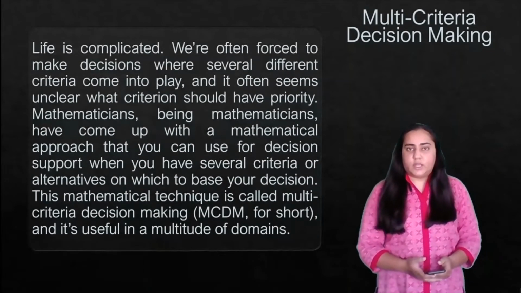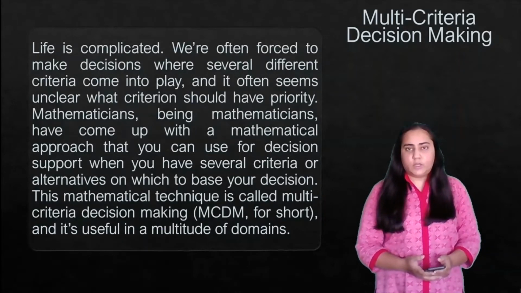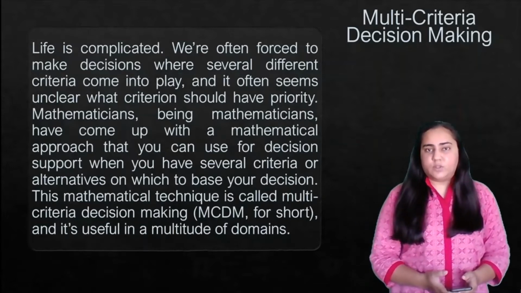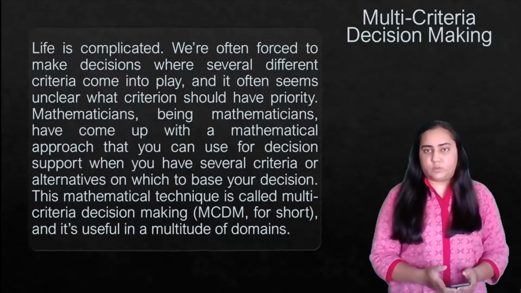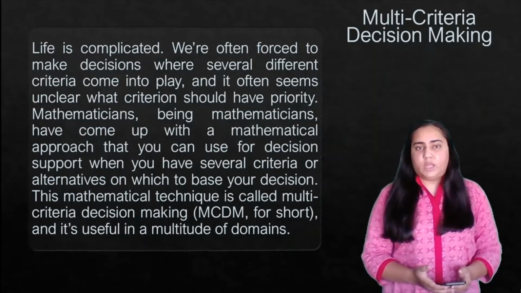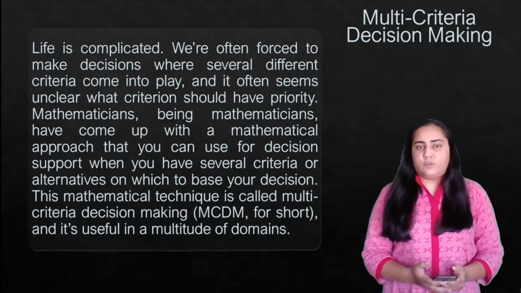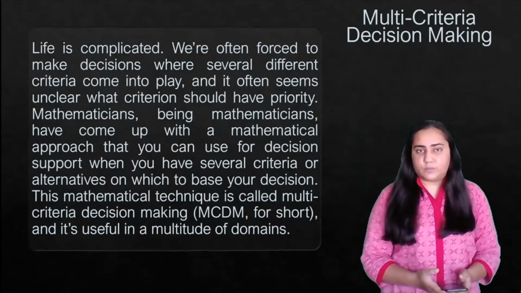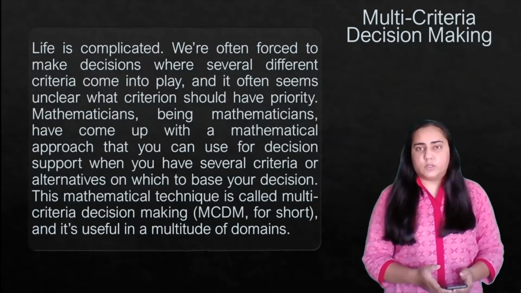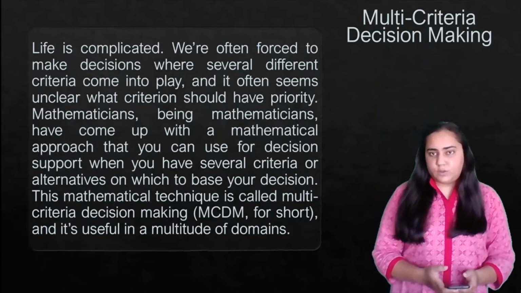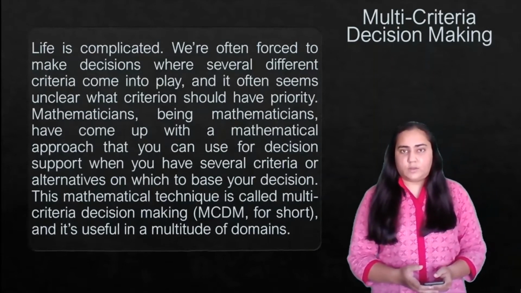Life is complicated and we're often forced to make decisions where several different criteria come into play. And it often seems unclear what criterion should have priority over others. Mathematicians, being mathematicians, have come up with a mathematical approach that you can use for decision support when you have several criteria or alternatives on which to base your decision. This technique is called MCDM, which is multi-criteria decision making. And it is useful in a multitude of domains. We are going to see some such domains right now.